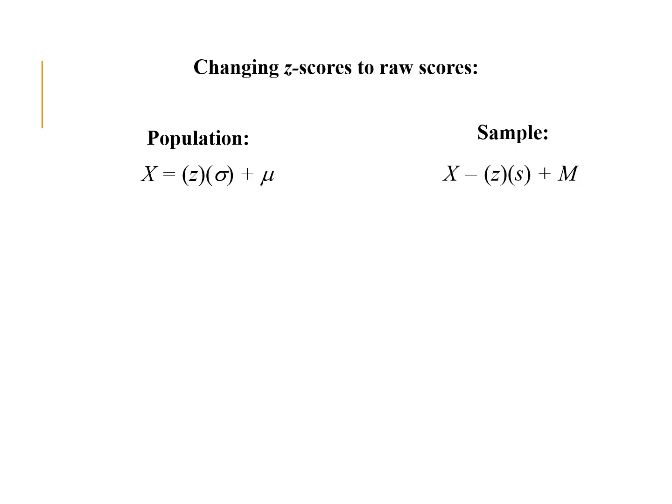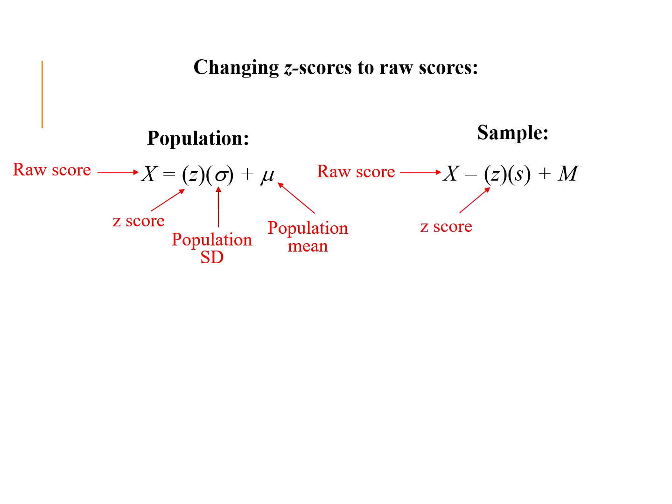We can also work backwards. If we are given a z-score, we can use the same statistics in a different order to find the raw score. The raw score is just another term for that individual score we talked about earlier. Again, we have different notations for the population and sample, but we calculate the raw score in the same way. For the population, the raw score is the z-score multiplied by the population standard deviation plus the population mean. Likewise, for the sample, the raw score is the z-score times the sample standard deviation plus the sample mean.